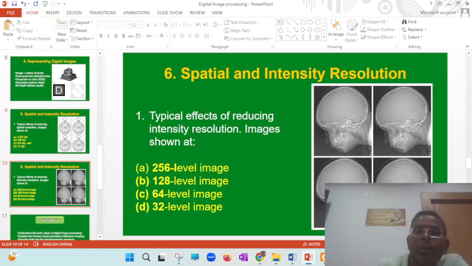Next is the intensity resolution. For a given image, the number of pixels is fixed, but the intensity values can be represented in higher or lower levels. When it is shown by 256 levels, it is a high intensity resolution image. When it is represented in lower values like 128, 64, or 32 levels, the image has reduced intensity resolution. The last one has the reduced intensity resolution, and the first one has the highest intensity resolution, as we can see here.